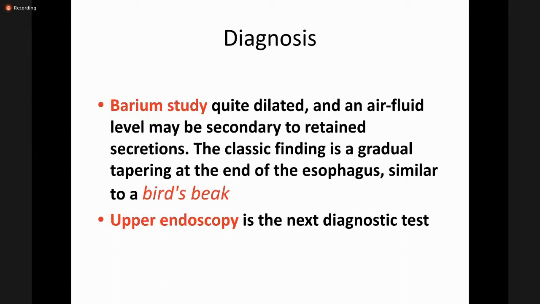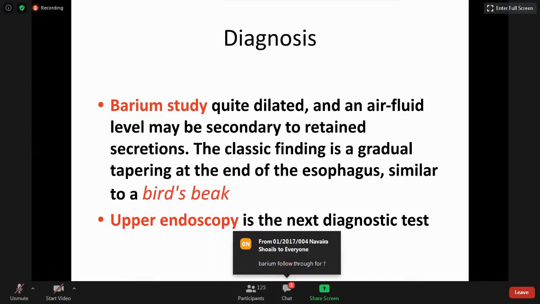When we do this barium study, the esophagus will look very dilated, and an air fluid level will be seen. The classical finding in barium swallow for achalasia is the bird's beak: the dilated esophagus ends with a taper at the end of the esophagus.